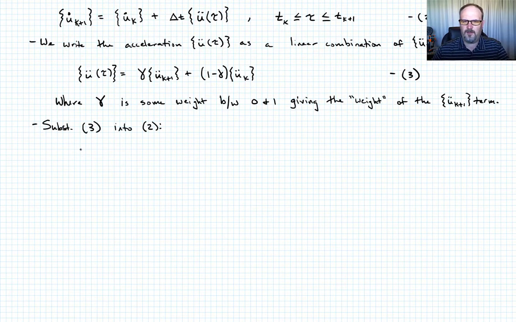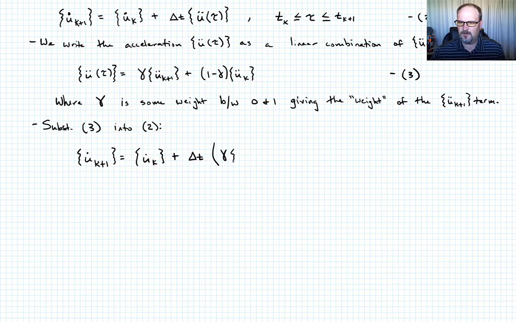And we have that u dot at k plus 1 is equal to u dot of k plus delta t, and then times what we had in equation 3, which is gamma u double dot k plus 1 plus 1 minus gamma u double dot k. Okay, let's go ahead and call that equation 4.